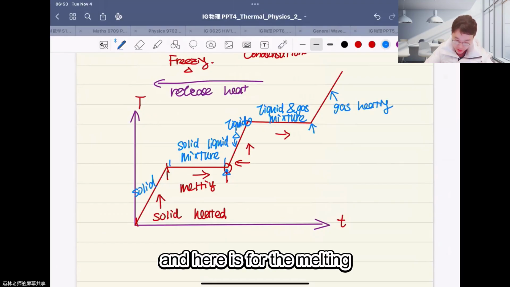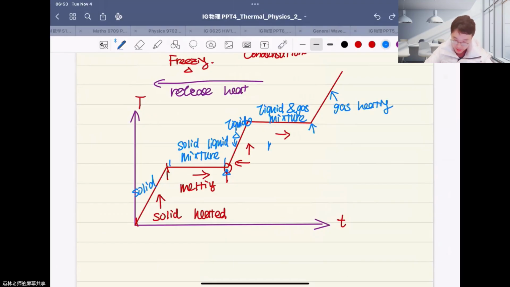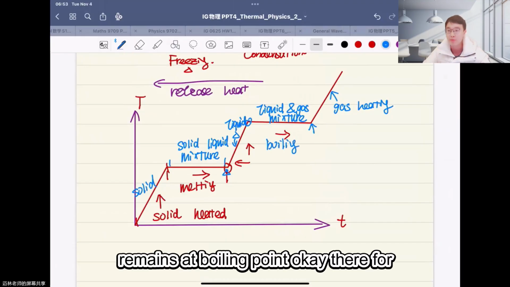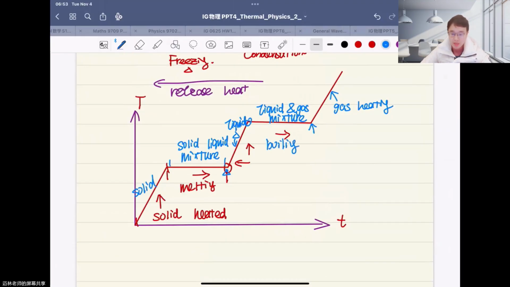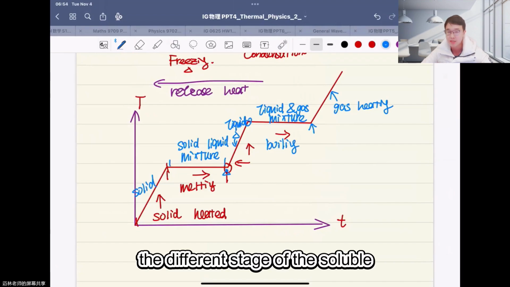And here is for the melting. Oh, sorry. Here's for the boiling, okay, as it remains at the boiling point, okay? Therefore, these are the different states of the solid, liquid, and gases.